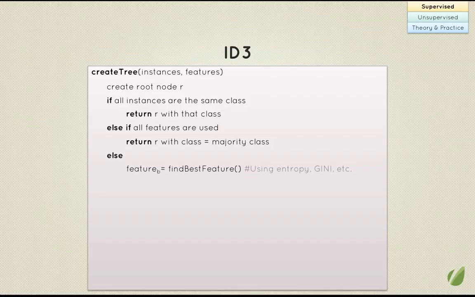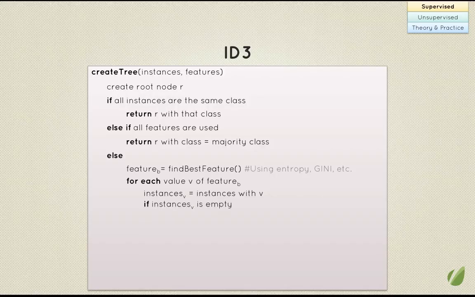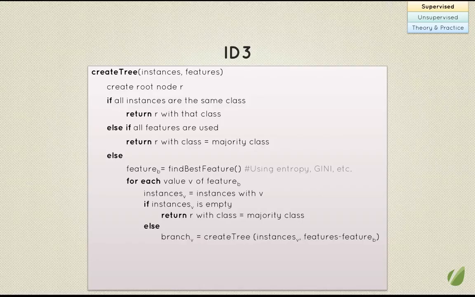This is what we're going to do most of the time when we're constructing it. First, we're going to find the best feature. That could be using Entropy or Gini. ID3 uses Entropy. For each value of the feature that is the best, we're going to iterate through this and determine what instances have that value. If the set of instances is empty, then we're going to return our root node with a class that's the majority class. Otherwise, we're going to create a new branch based on the instances that match, and we're going to pass in the set of features without the best feature that we found. So now there'll be one less feature than we had when we created this branch. We'll add that new branch to the root branch and continue.